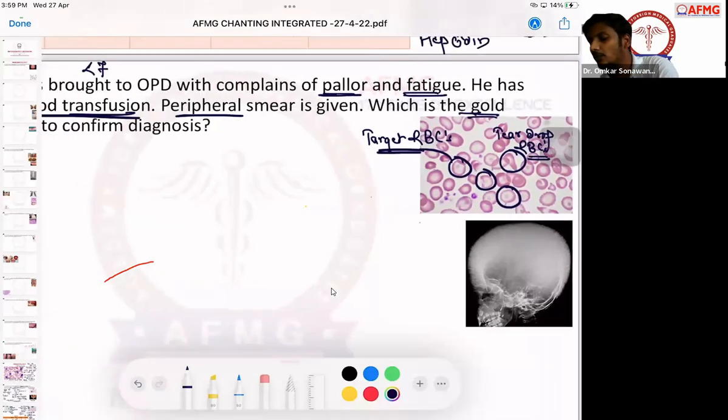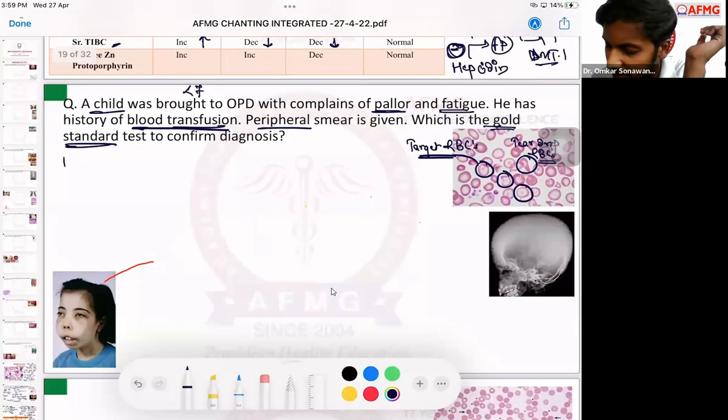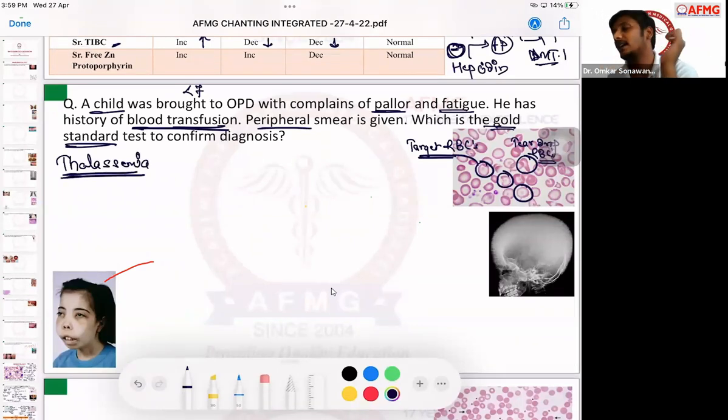So definitely here, the more likely diagnosis in this condition is thalassemia. Now talking about thalassemia, guys, it is a hemolytic anemia. What do we mean by hemolytic anemia? That means RBC destruction is going on. Excess RBC destruction is going on in the spleen.